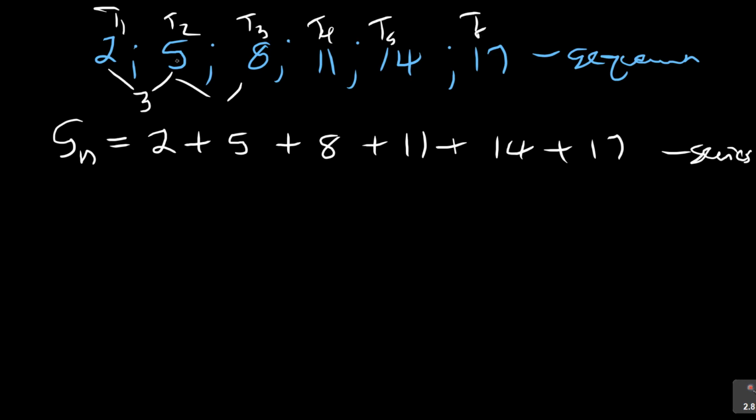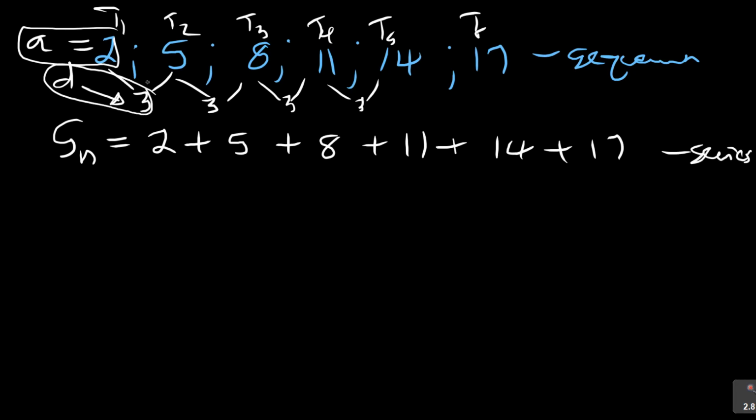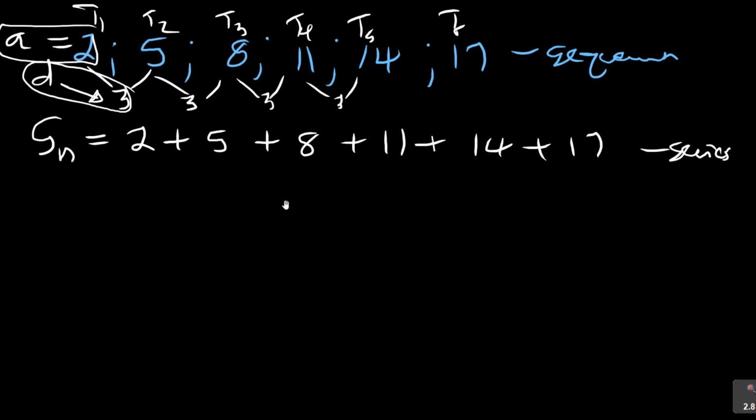So you can see that T2 minus T1 is 3. 11 minus 8, it's 3. You see that this becomes the common difference, and a becomes the first term. So the first term is 2 and the common difference is 3. So if we can follow what we did previously, this is what I'm given.